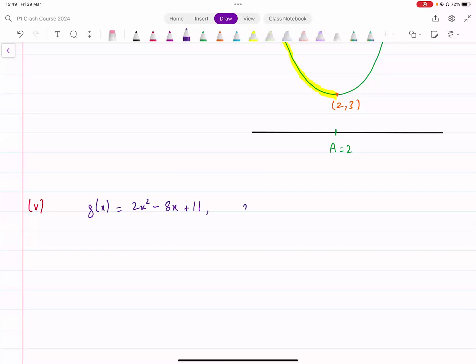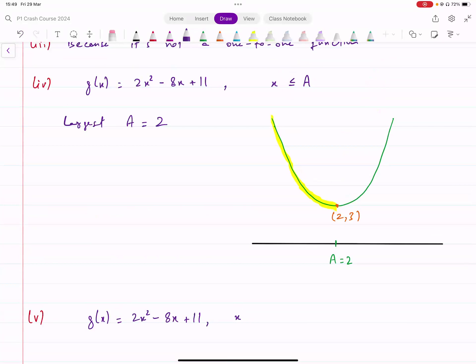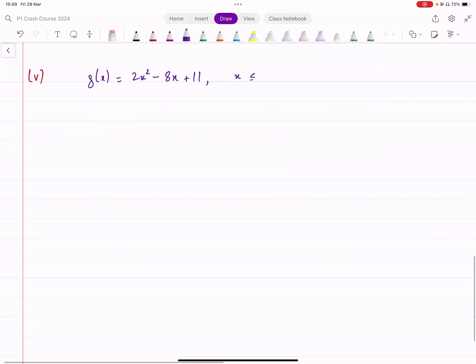This is g of x. What's the domain of this function? They're basically saying now use the domain that you found in the previous part. You say the domain is x less than or equal to 2. We need to find the inverse of this function. Now, how do we do that?